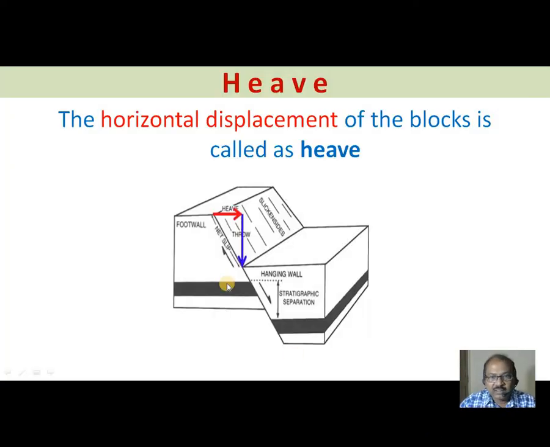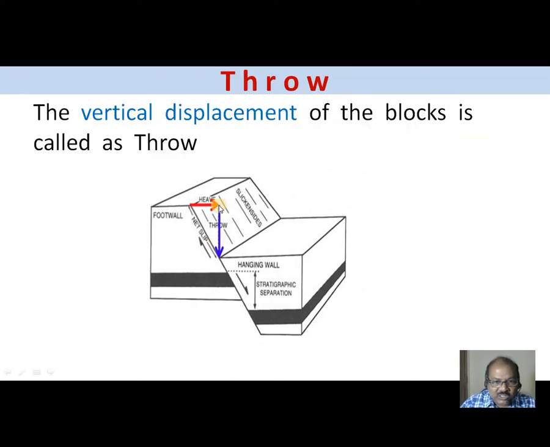Heave. The horizontal displacement. See, this is the horizontal displacement. We can see very clearly. This horizontal displacement of the blocks is called heave. If the displacement is vertical, in such a case, it is called throw. So the vertical displacement of the block is called throw. So horizontal displacement is called heave, whereas vertical displacement of the block is called throw.